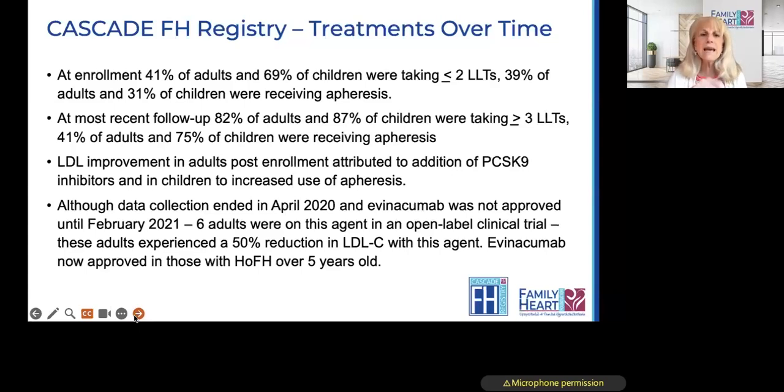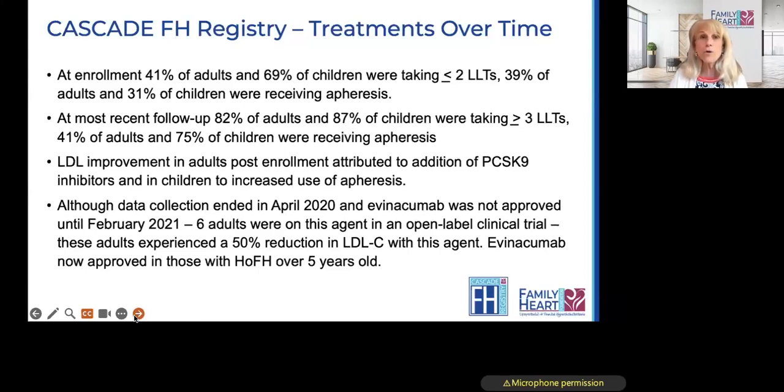And although the data collection ended in April of 2020, and evinacumab, you may know this as Evkeeza, was not approved until February of 2021, we did have 6 adults, so we were able to get a picture of what evinacumab might do. We did have 6 adults on this agent. They were individuals who were on an open label clinical trial. Open label means you knew what they were taking. And these adults experienced a 50% reduction in LDL with the addition of evinacumab.